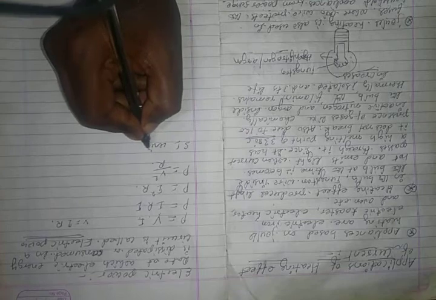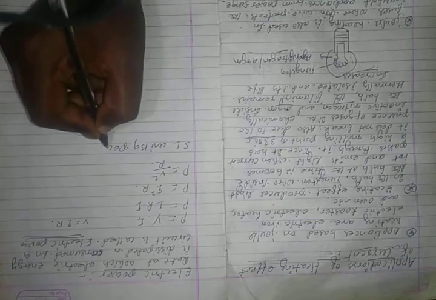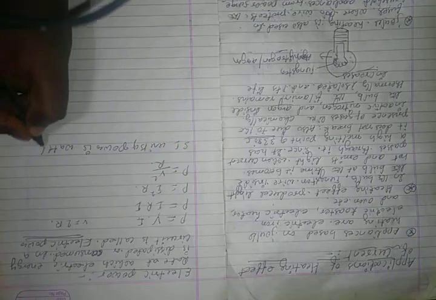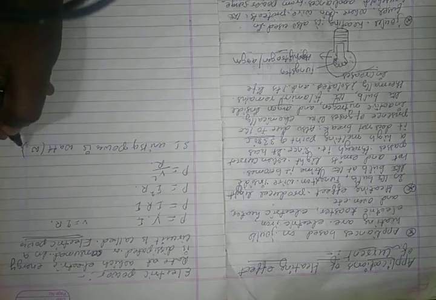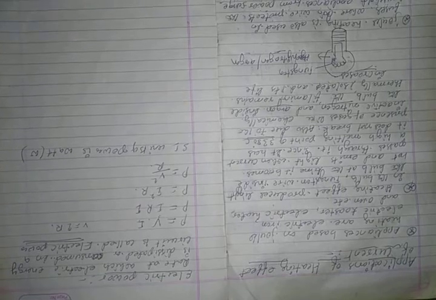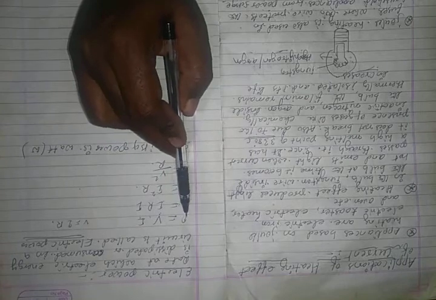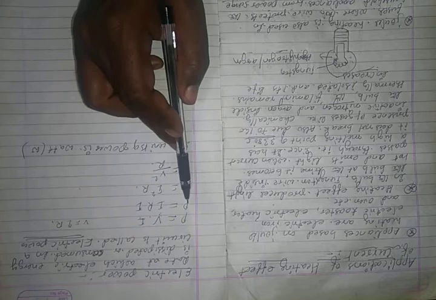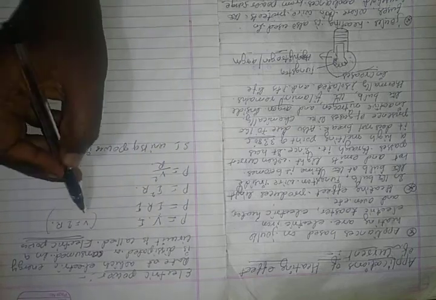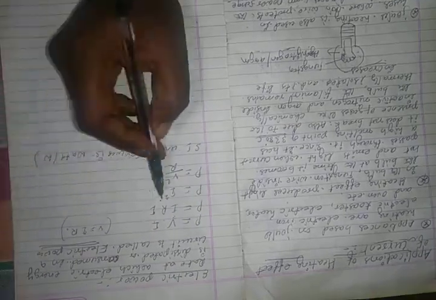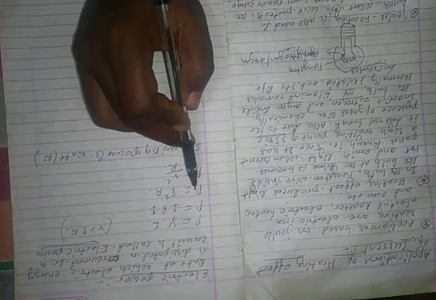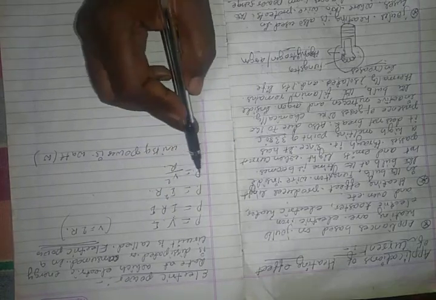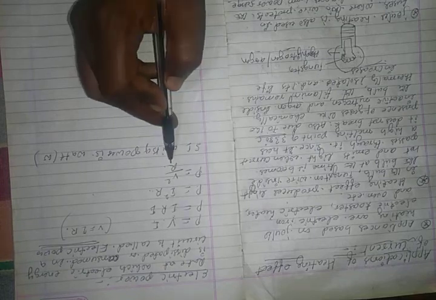The SI unit of power is watt, written with a capital W. Once again, the SI unit of power is watt. P is power, equal to potential difference times the current passing through the circuit. Then P is equal to I into R into I, which is I squared R. Then P is equal to V squared divided by R.